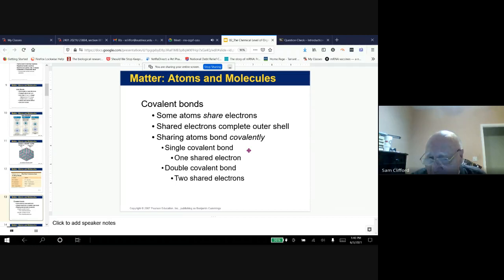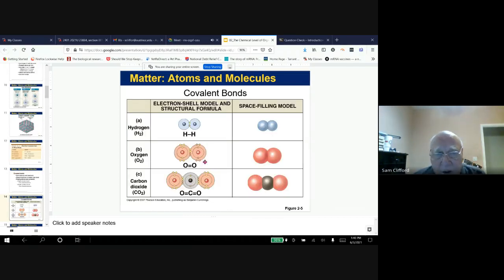If electrons are shared, such as in the water molecule, that's a covalent bond. If a single pair is shared, that's a single covalent bond. If you share two pairs, two shared electron pairs, that's a double covalent bond. So hydrogen gas, oxygen gas, carbon dioxide gas. These are all covalent bonds where electrons are shared between two atoms.